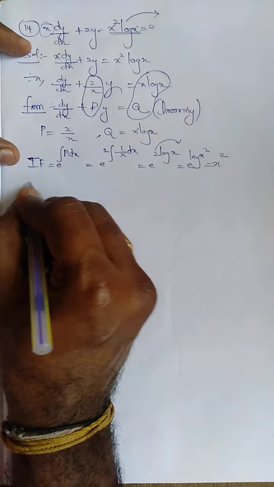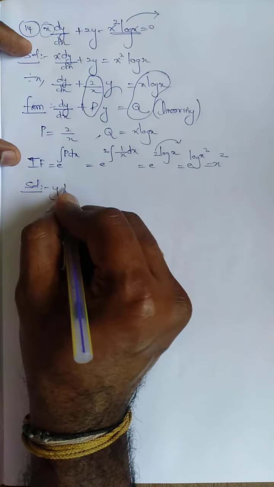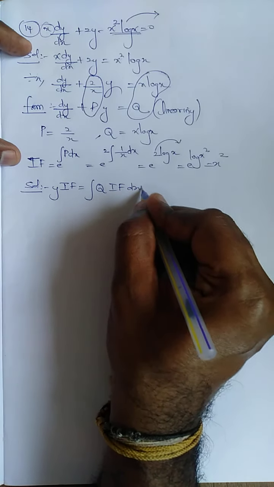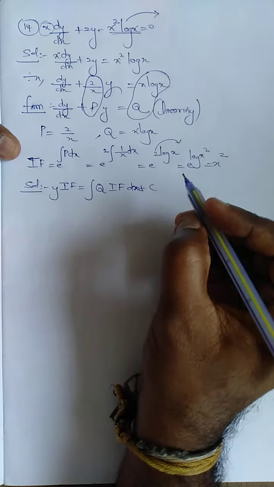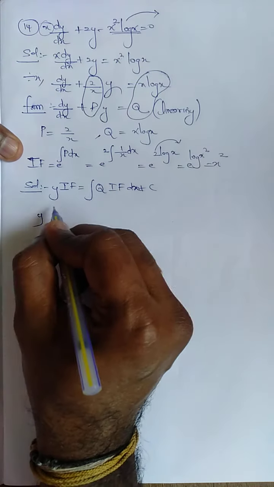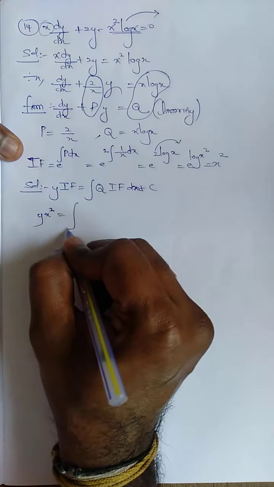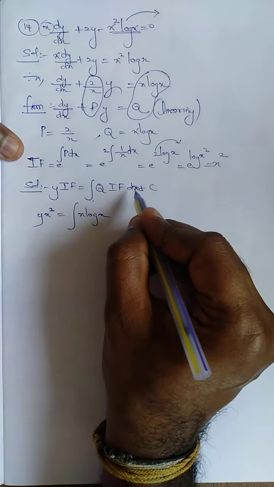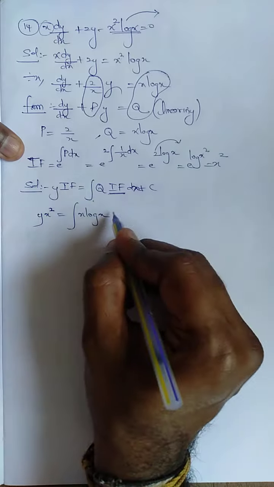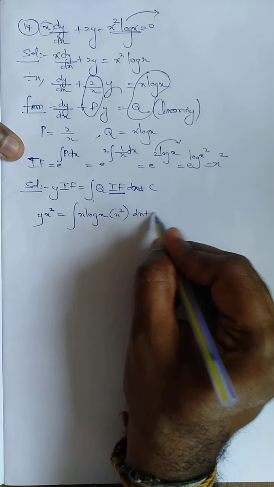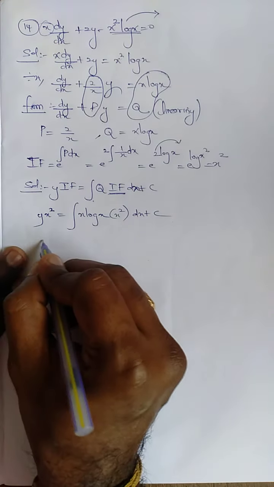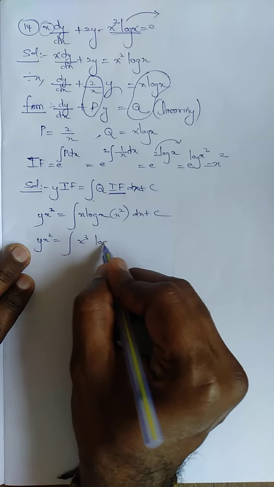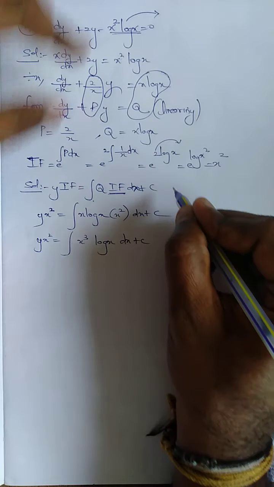So next, what I want to do: solution is y into IF is equal to integration of q into IF dx plus c. Y into IF is x square, integration of q is x log x, IF is x square, dx plus c. Okay, y x square, x into x square is x cube log x dx plus c.